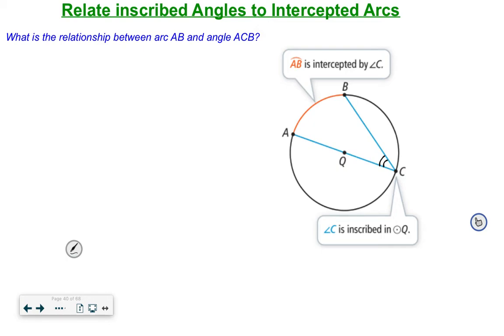Hello ladies and gentlemen, today we are going to learn the relationship between the inscribed angles and intercepted arcs. So what does that mean? Inscribed angle? An inscribed angle is an angle located on the circle.